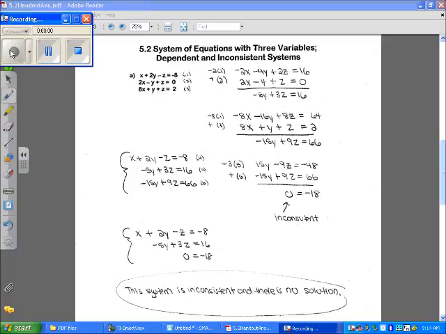Let's take a look at 5.1 Part A. It says solve the following system of equations with 3 variables. Here's our system right here. If you look, I labeled equations 1, 2, and 3 just to make it a little bit easier.